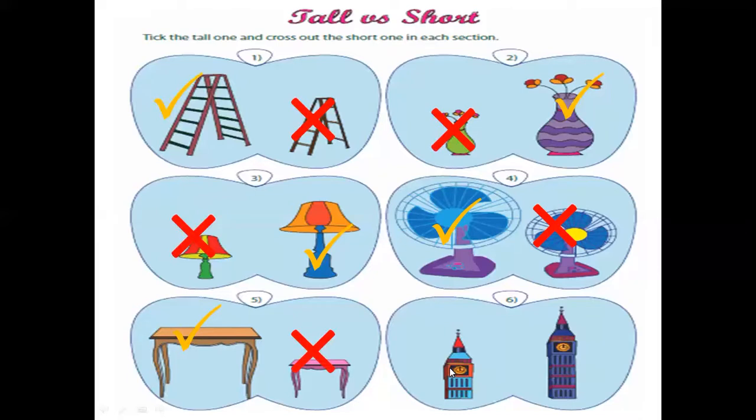Now again, there are 2 buildings. The height of the first one is less than the second one. The first one is shorter than the second one. So cross the first one and take the second one.